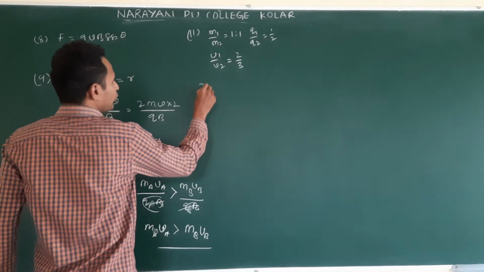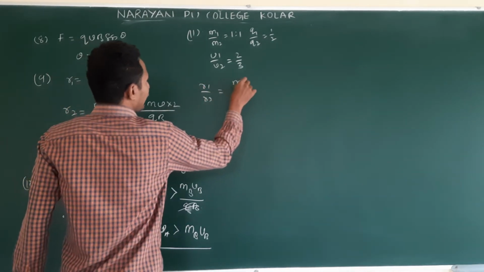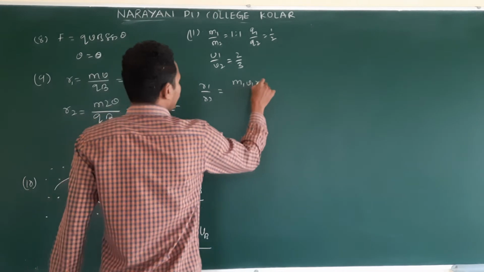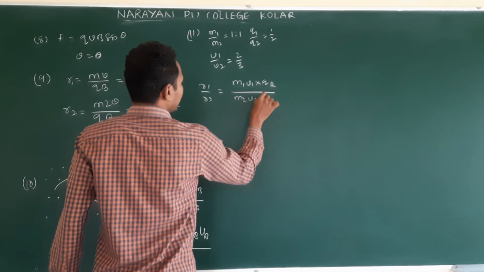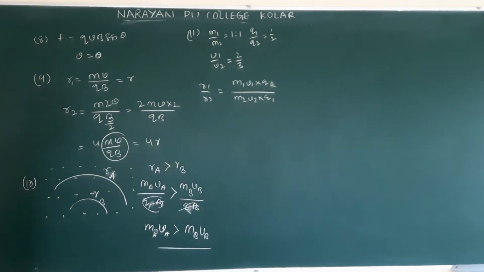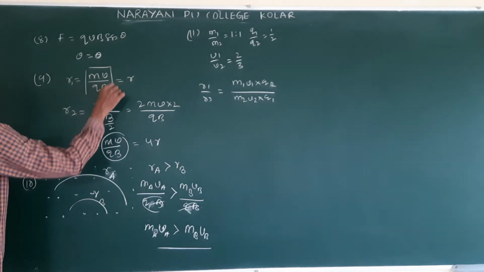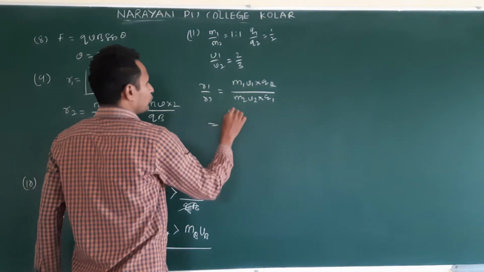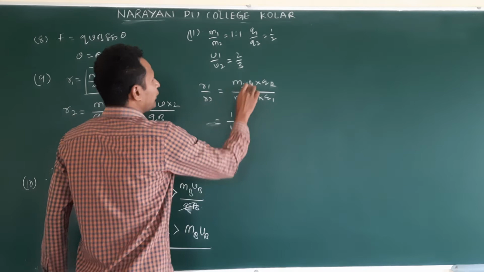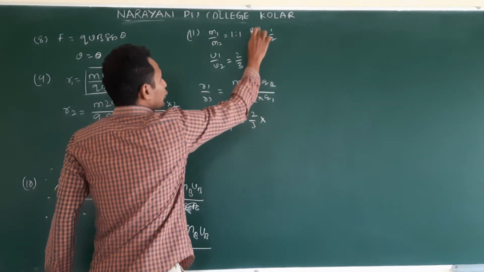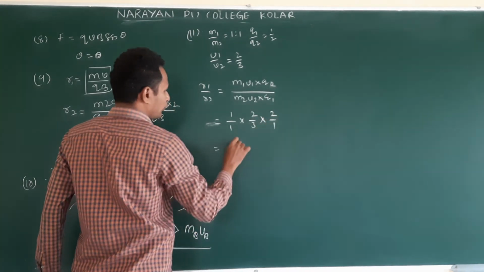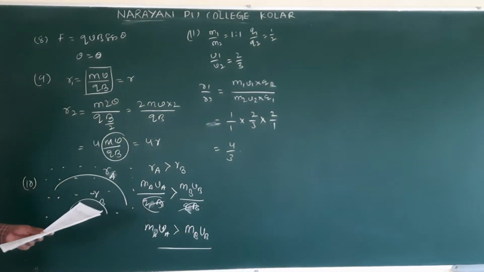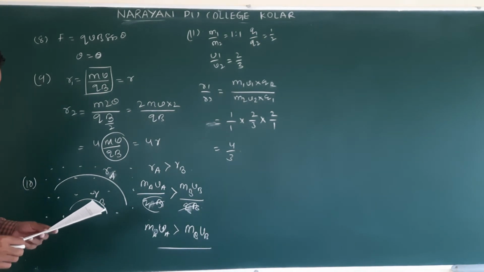How do you write? The field remains the same. So R1 by R2 I can write as m1 by v1 into q2 by m2 v2 into q1. According to this formula, m1 by m2 is 1 by 1, v1 by v2 is 2 by 3. Q1 by Q2 is there, but here we have q2 by q1. So this is 2 by 1, which gives 4 by 3. The answer is 4:3.